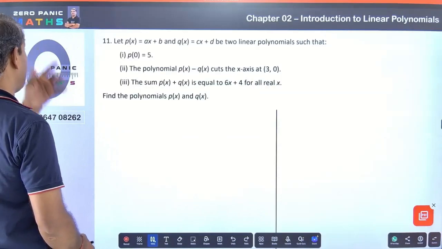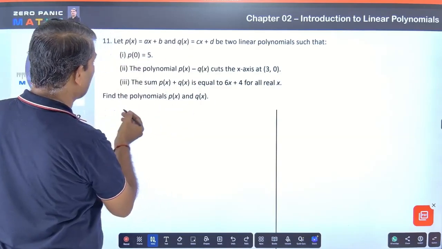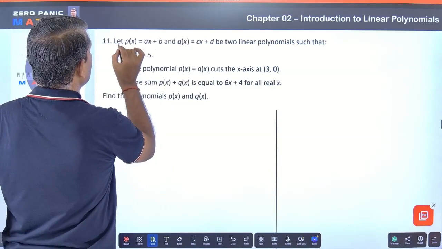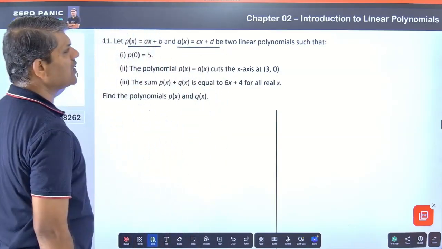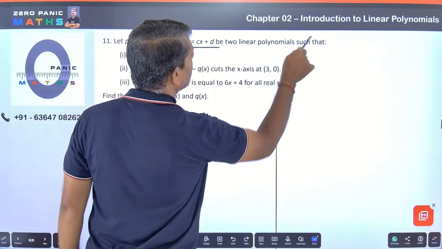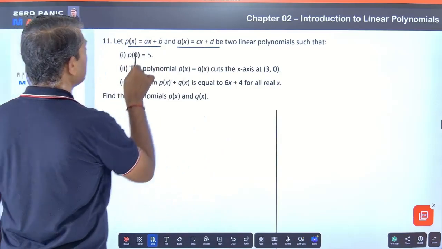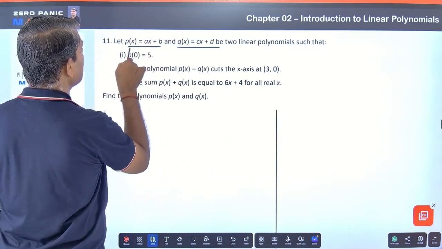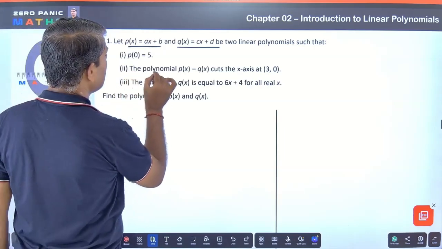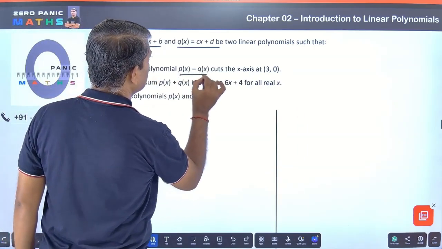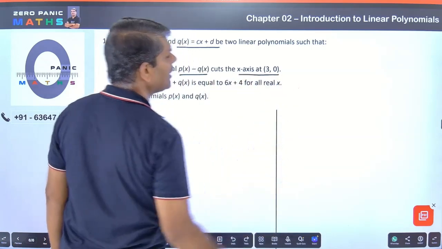Now the 11th problem is also a similar one, but I think we don't have to plot the graph here. Let us read the problem. Let p of x is equal to ax plus b and q of x is equal to cx plus d be two linear polynomials such that p of 0 is equal to 5. It means that when you put x is equal to 0 here, p of x is equal to 5. That is the first input given. Second, the polynomial p of x minus q of x cuts the x-axis at 3, 0.